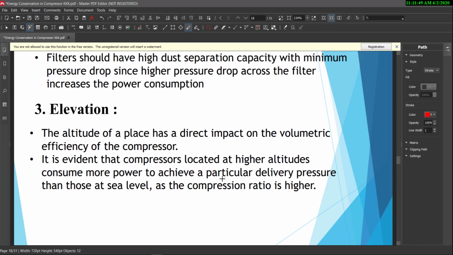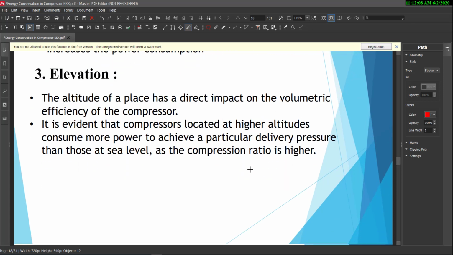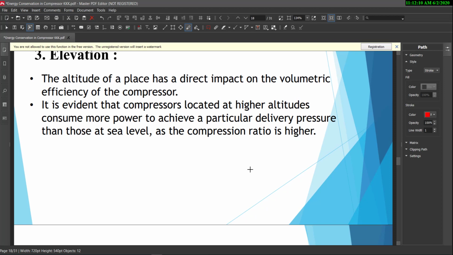Next is elevation. The altitude of a place has a direct impact on the volumetric efficiency of the compressor. It is evident that compressors located at a higher altitude consume more power to achieve a particular delivery pressure than those at sea level, as the compression ratio is higher.